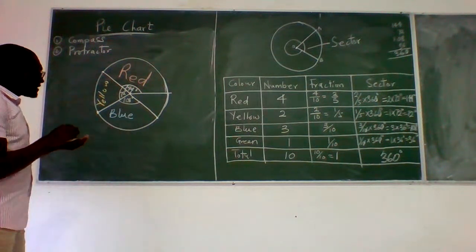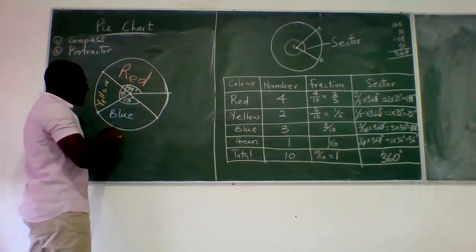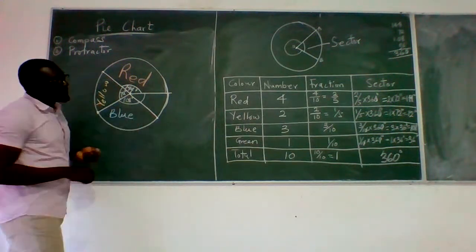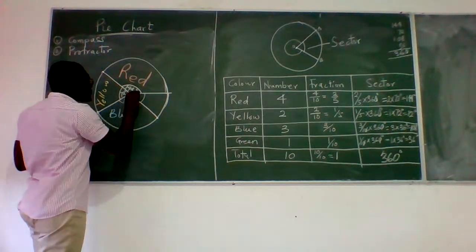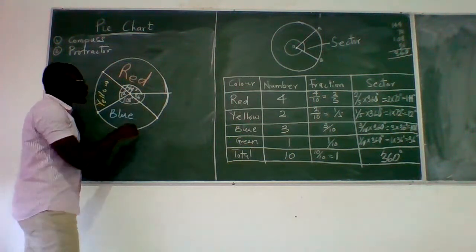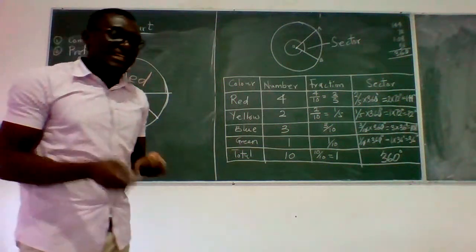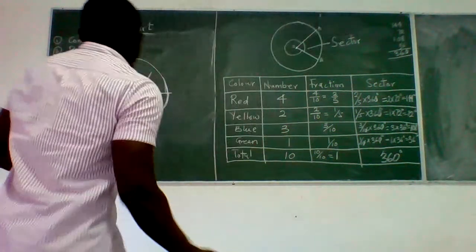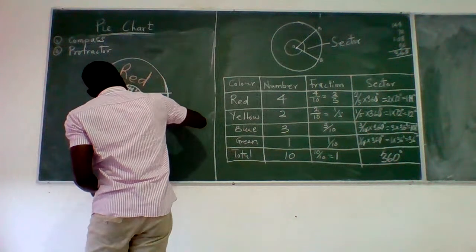And then finally, the remaining one will definitely give you the remaining one if you are doing it right. So you don't need to measure again because it's already that. And this represents color green.